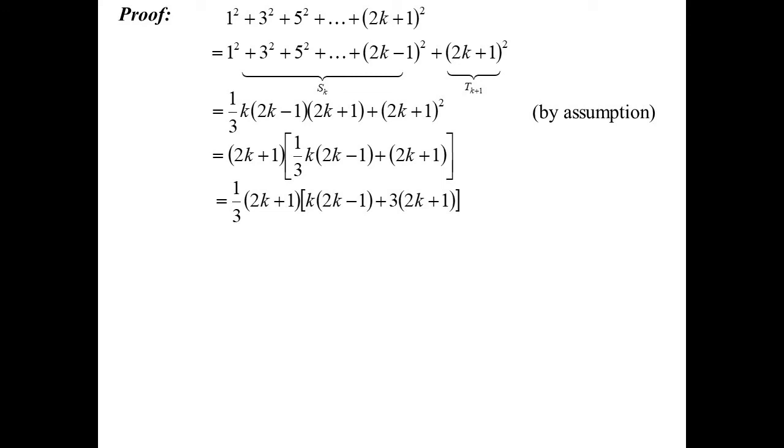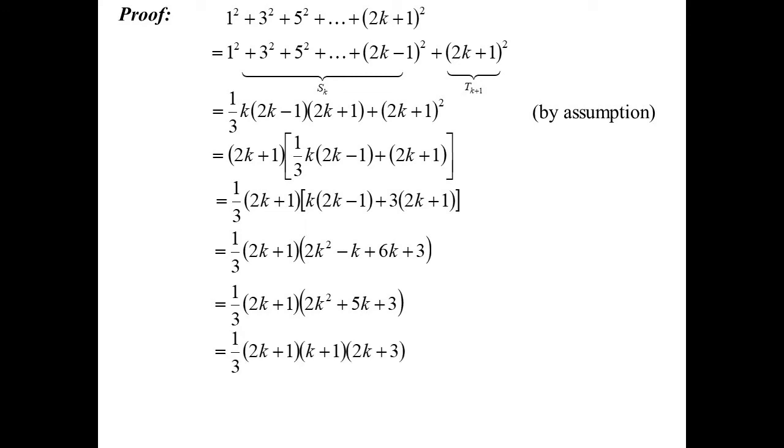Pull it out. Now let's expand what's left inside those brackets and hopefully we can show it as the other factors that we want. So expanding that out, grouping like terms, I've got a quadratic, 2k squared plus 5k plus 3, which factorises to be k plus 1, 2k plus 3, which if I'm not mistaken, that's what we were trying to prove.